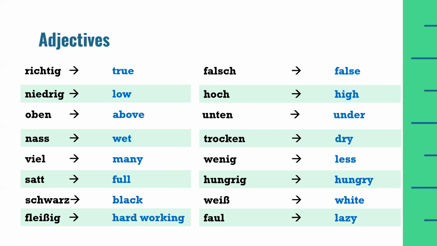These are 48 adjectives. So 49th will be breit. Breit means wide, and opposite of breit is schmal. Schmal means narrow. So these are the 50 adjectives which one must know until A2 level.